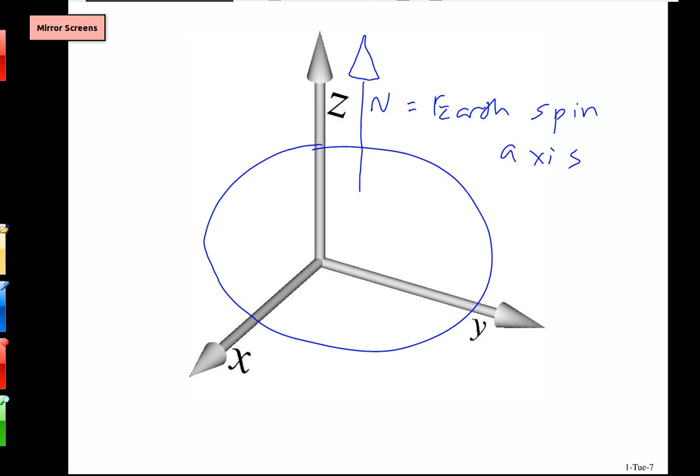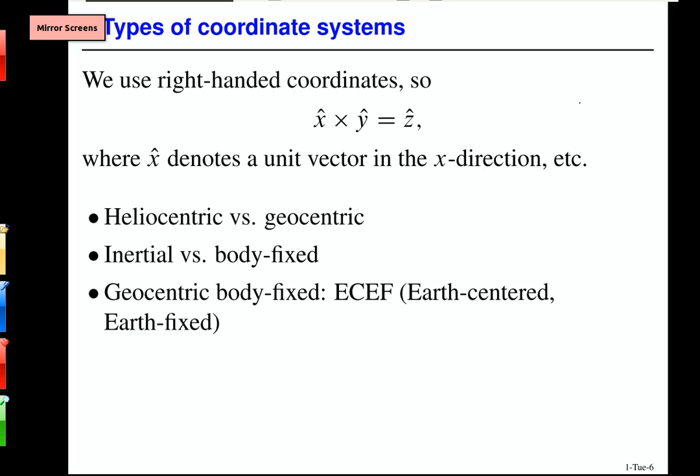Okay, so we have several flavors. By the way, I'm not going to trick you with left-handed coordinates. We're always going to use right-handed coordinates. So notice we had x over here crossed into y gives you z. If it was left-handed, it would be the other way around. We would have y cross x equals z. So I think the notation is pretty standard. A circumflex or a hat means a unit vector, a vector of length 1.